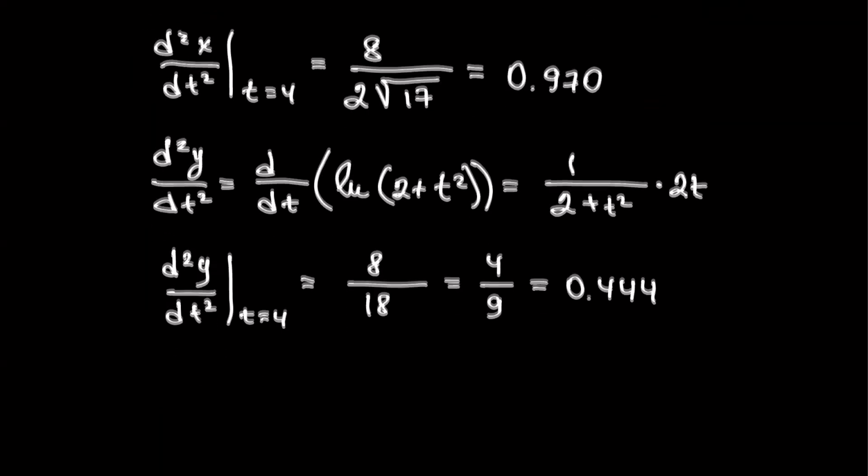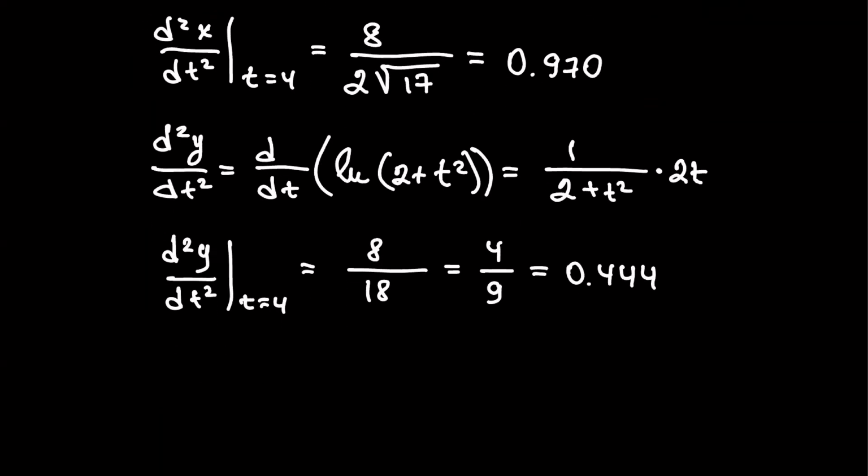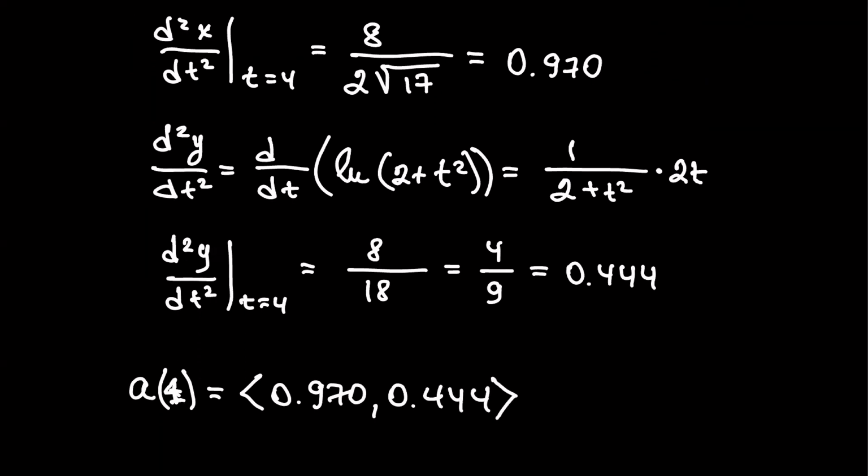And so the answer here is that a of 4 is equal to 0.970 and 0.444. This is the answer as well. And so let's move on to question C.